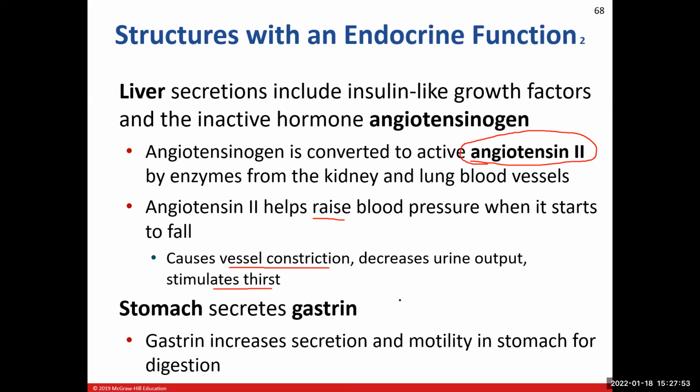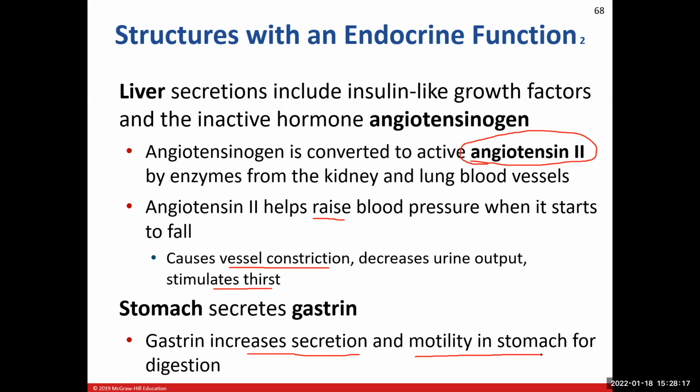All right, the stomach also produces several different enzymes and hormones and whatnot. And gastrin is one of these hormones, and we'll talk more about it when we get into the digestive system. But gastrin is a hormone that's going to increase secretion of some of the digestive enzymes in your stomach, but also it's going to increase the motility of the stomach.